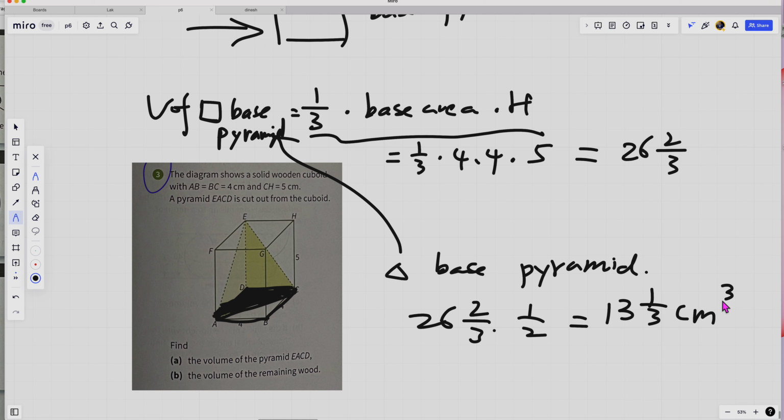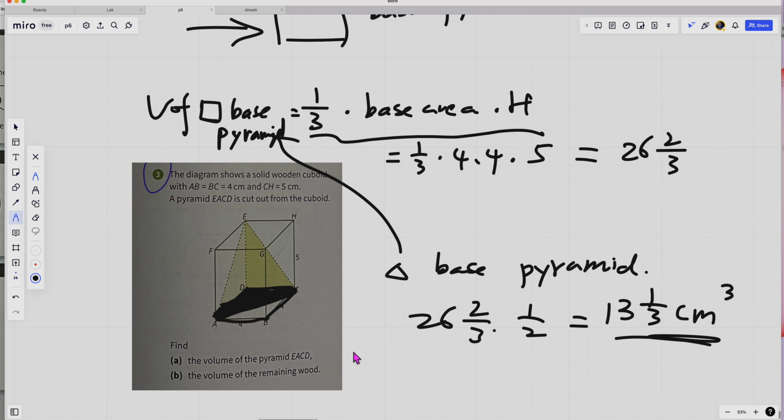Why? Because the base is actually half of the square, because they just cut half of it. So the volume of the pyramid EACD, which is a triangle base pyramid, is this. And then they ask for the volume of the remaining wood.